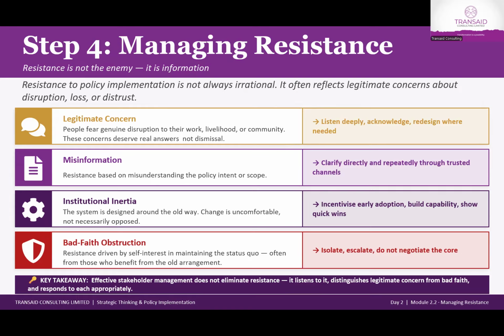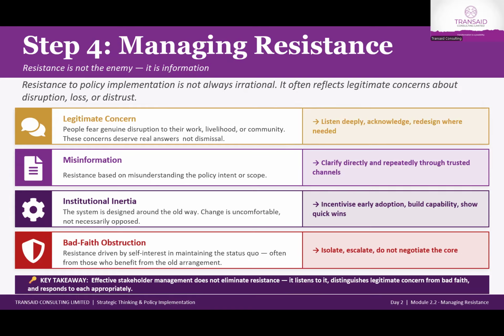So resistance to policy implementation is not always irrational. It often reflects legitimate concerns about disruption, loss, or distrust. For example, people fear genuine disruption to their work, livelihood, or community. So these concerns deserve real answers, not dismissal. What do you do? You listen deeply, acknowledge, then you redesign where necessary, making whatever adjustment you need to make.